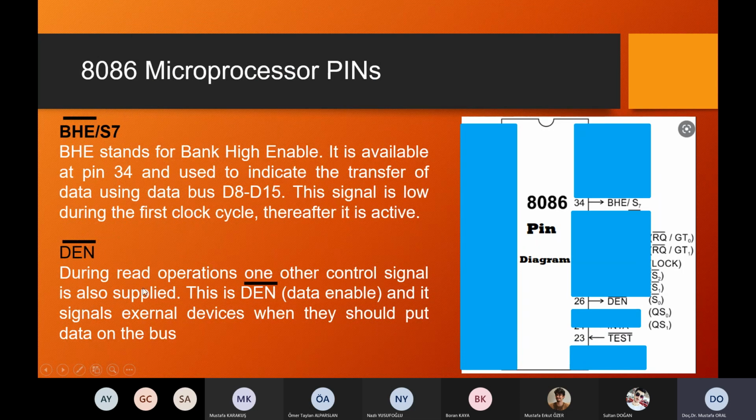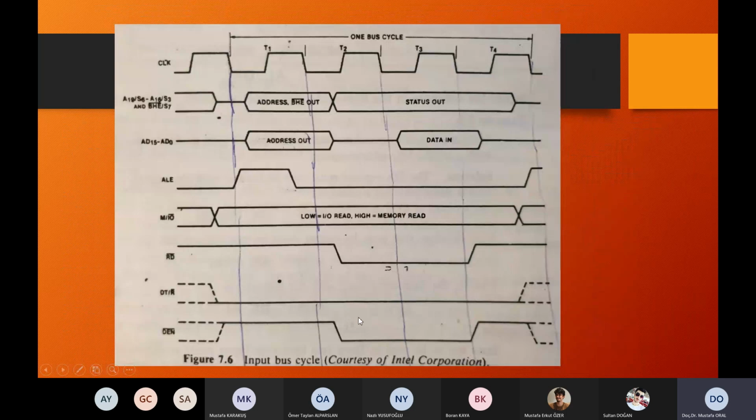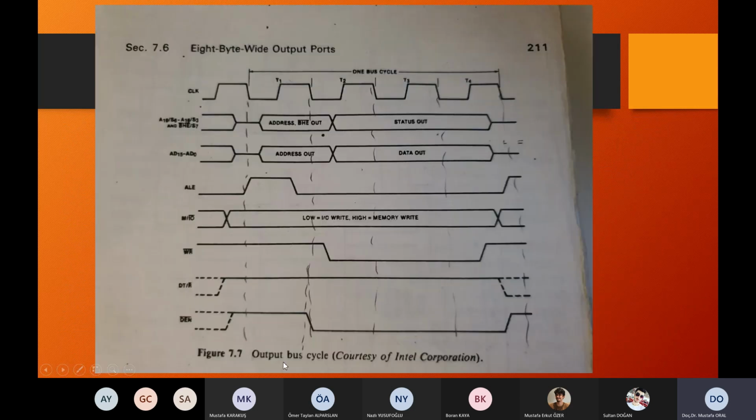During read, let's talk about data enable. During read operations, one other control signal is the data enable signal. Let me show you the diagram. If you check the last row, data enable for the input bus cycle and for the output bus cycle, it is called data enable. We need the data enable signal to complete reading and writing operations.